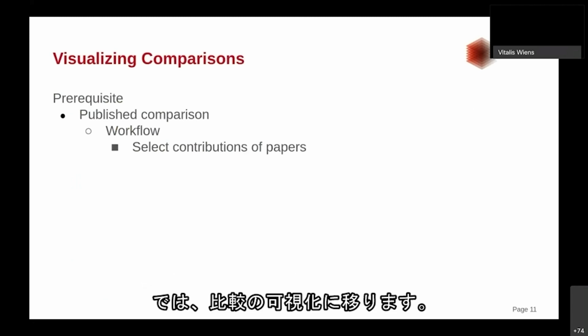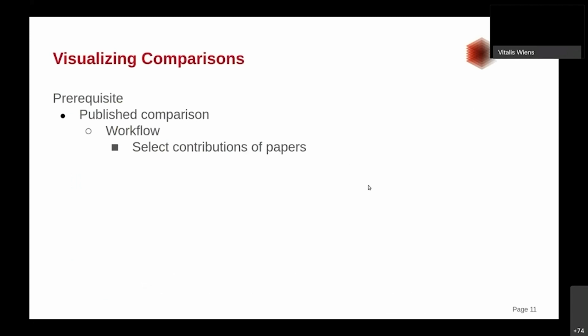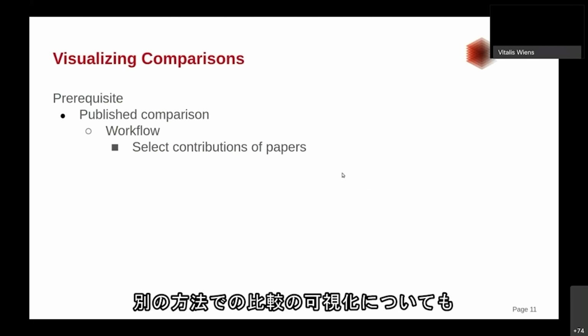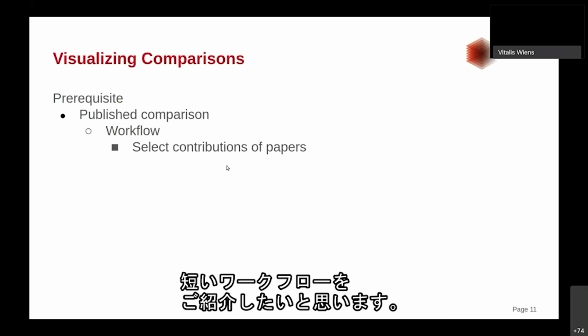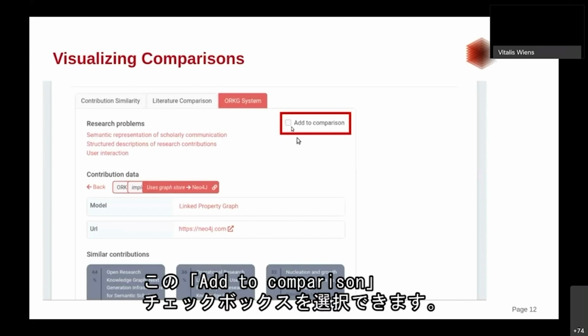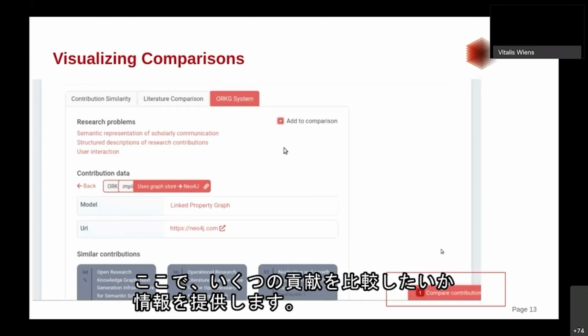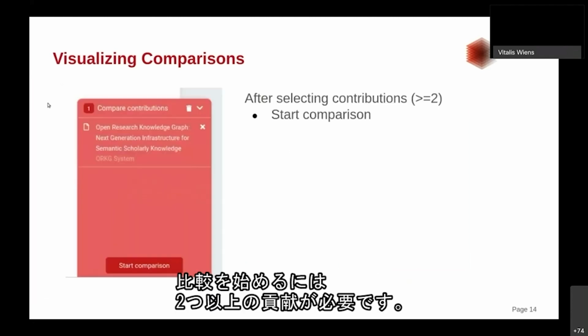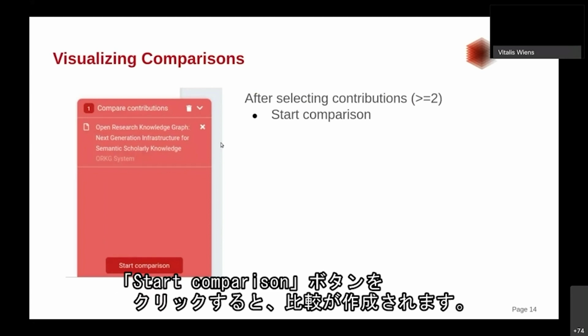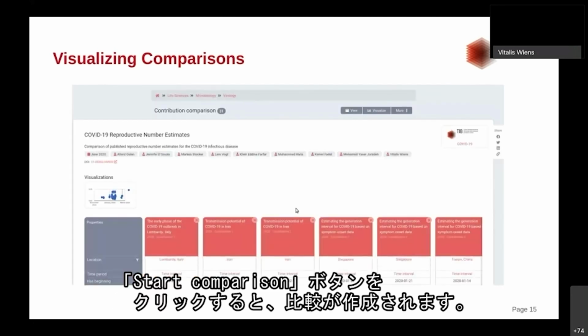And now we're coming to the visualization of comparisons. So a prerequisite is that we have published comparisons. And I want to show a short workflow, how you can also do this in a different way. So basically, when you go to a paper and you have a contribution, you can also select this add to comparison checkbox. And this will give you an information box showing how many contributions you want to compare. And you need to have at least 2 contributions in order to start the comparison. And basically, when you have selected the information that you want to compare, you can press the Start Comparison button, and this will then create the comparison.